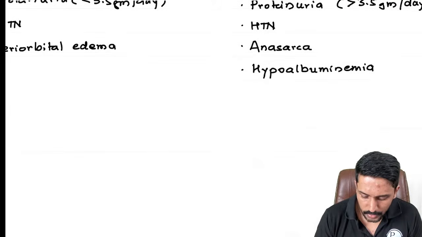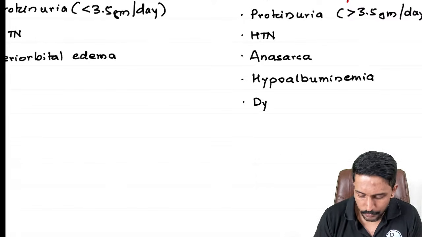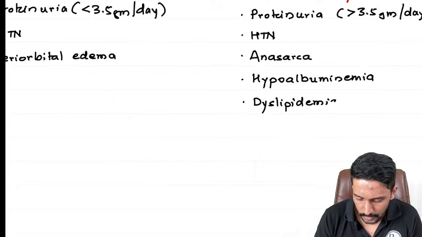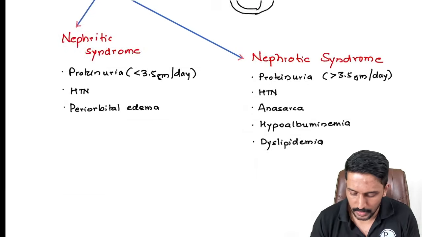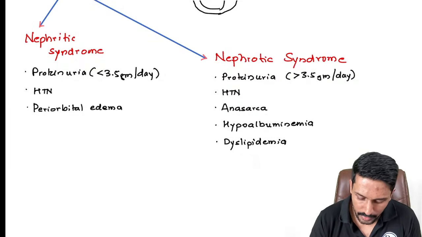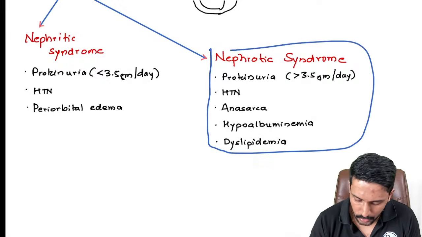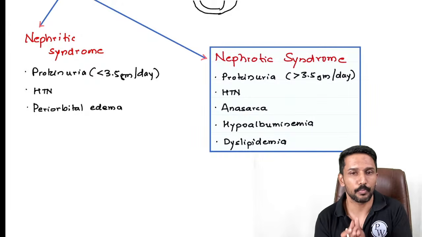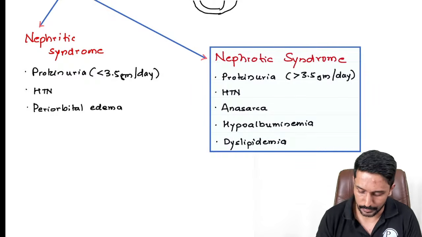Another finding we can notice in nephrotic syndrome is they often have dyslipidemia. So their lipid parameters in the blood are altered. So these are the standard features that we get in a patient with nephrotic syndrome. What are these? Proteinuria, hypertension, anasarca, hypoalbuminemia, and dyslipidemia.